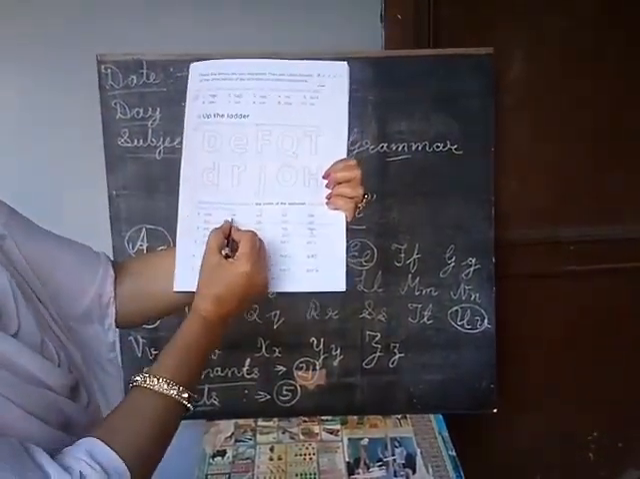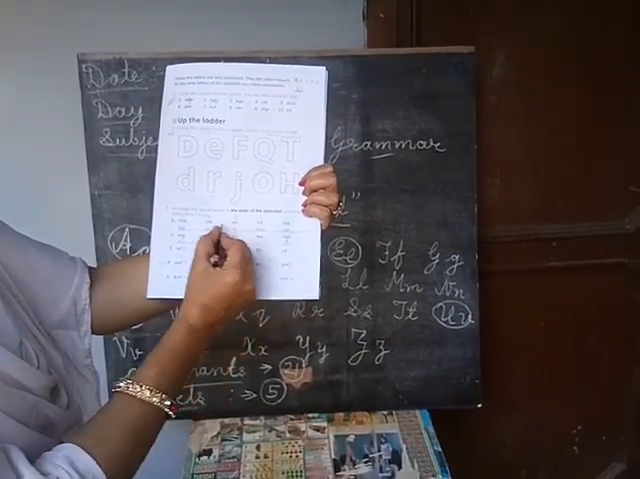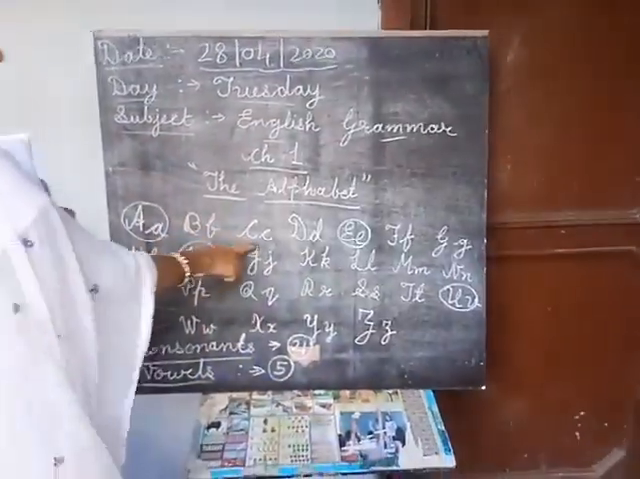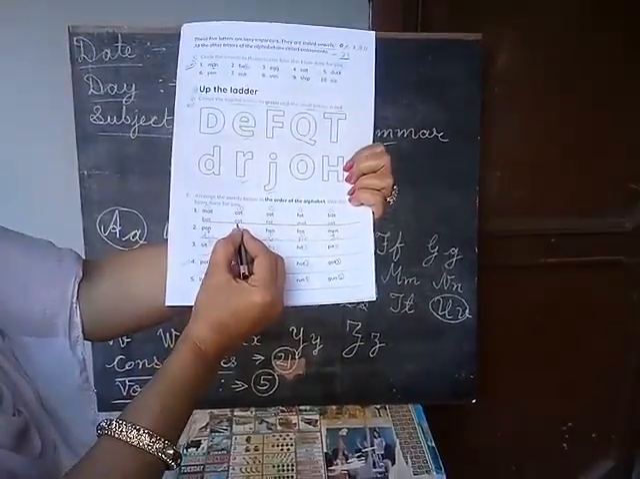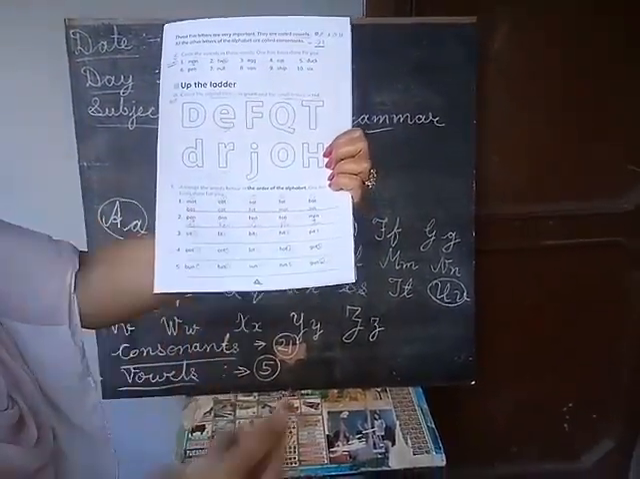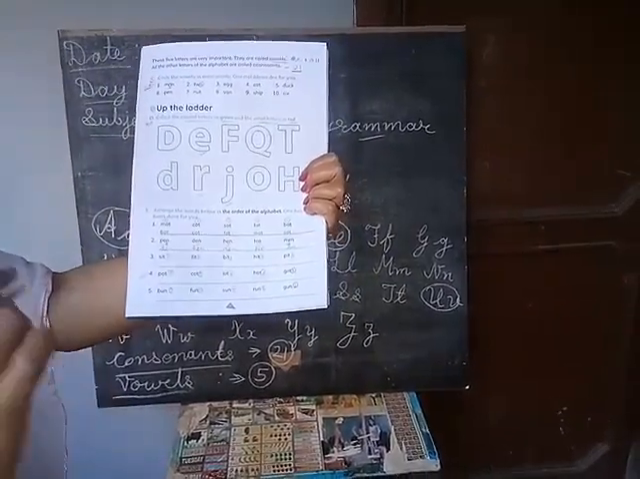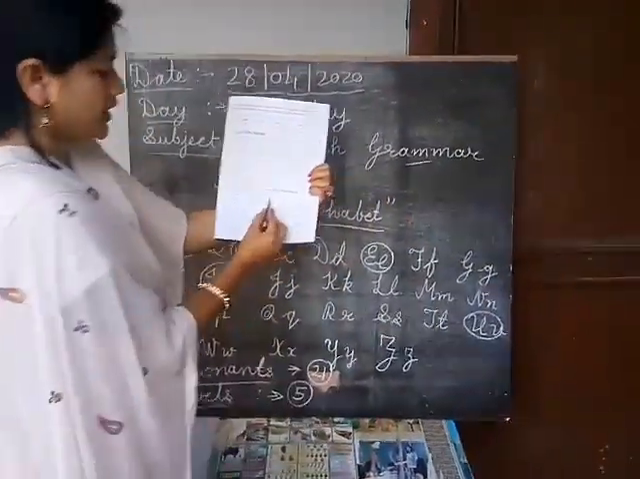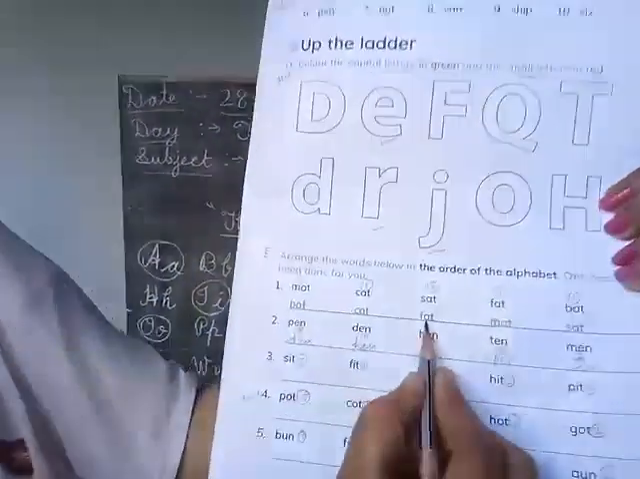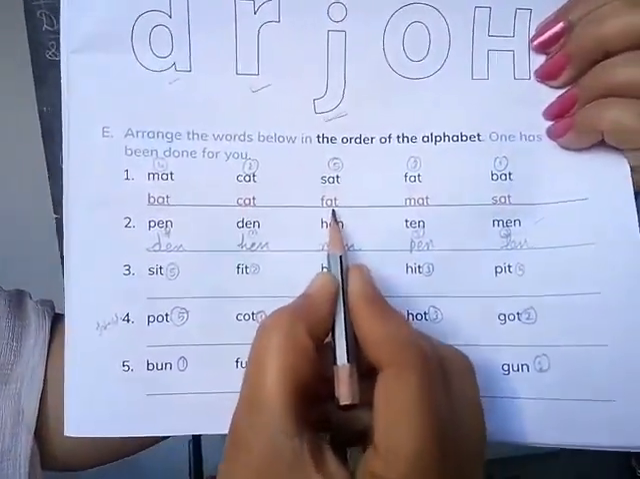Number 2, what is there? After B, what will come? C. So CAT cat. Number 2, they have written CAT cat. Now after CAT cat, D, E, F. Yes, F will come. FAT fat is there. So they have written it on number 3.